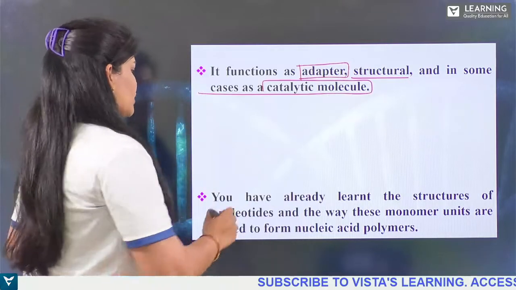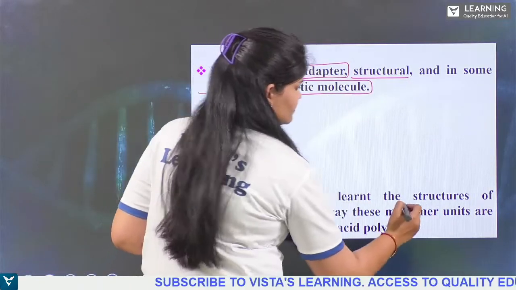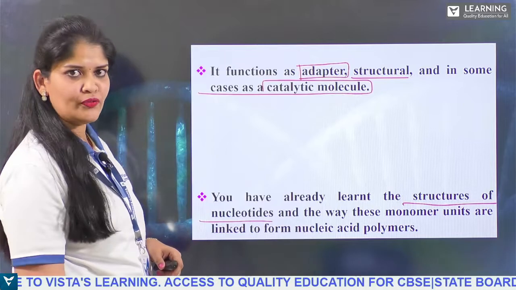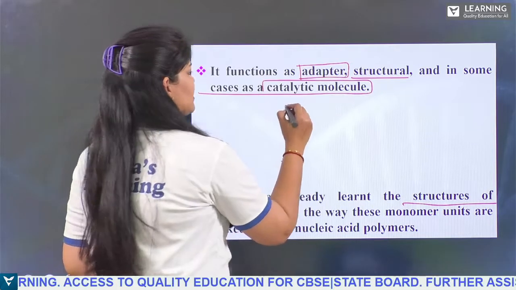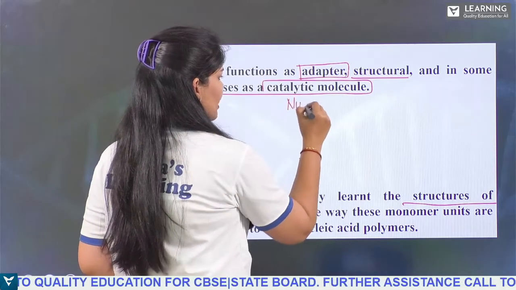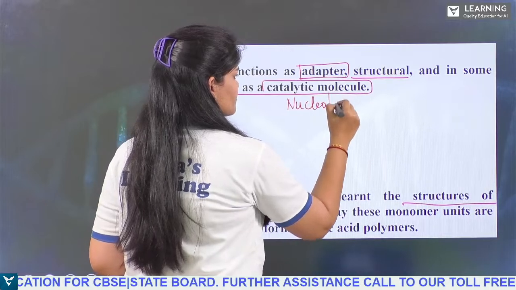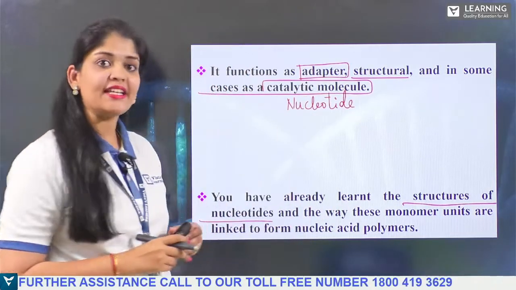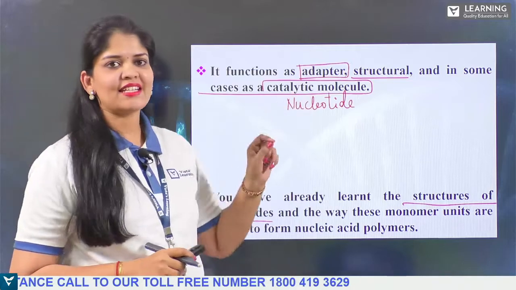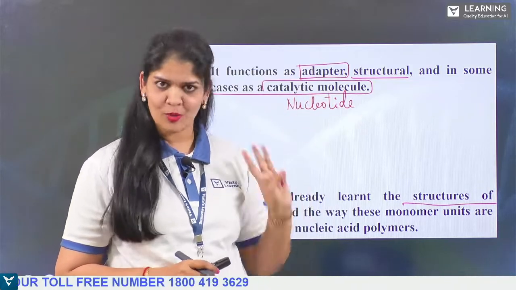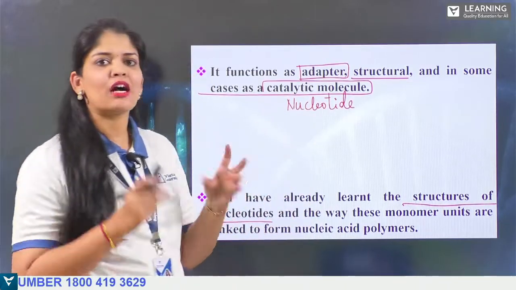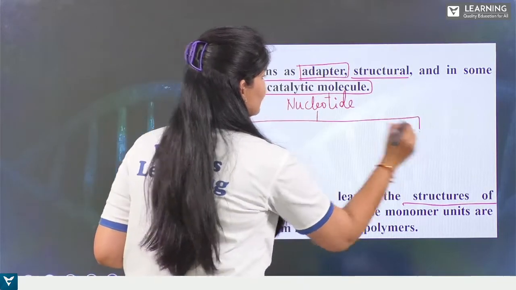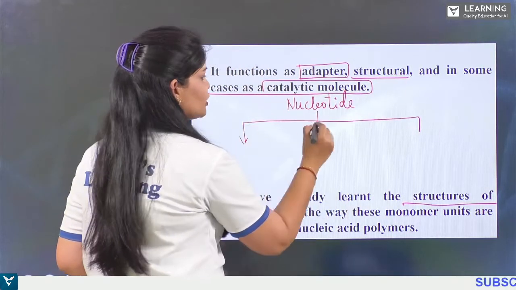Now, we have learned the structure of nucleotide. Just now I said that. Remember, this number 3 indicates that the nucleotide has 3 components in it. This is just a mark to remember. So here, what are the 3 components present in the nucleotide?